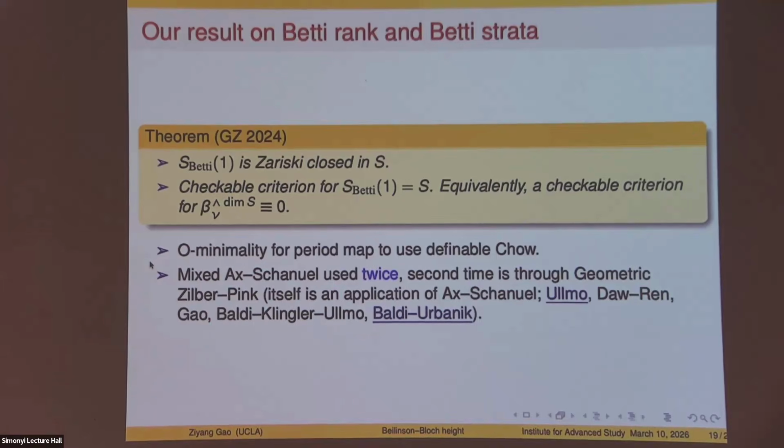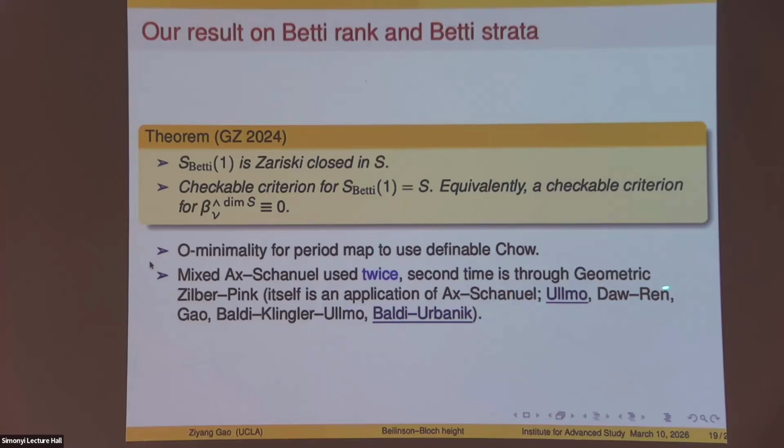The first one is really just Ax-Schanuel itself, to translate the problem to some height-lifting section property. And the second time, we want to use something called geometry over Pink. This itself is an application of Ax-Schanuel. It has a rather long story. First of all, in the Shimura world, it was proved by Ullmo, and this kind of statement was proved by Dao Ren and myself in some Shimura cases. And then later on, under Klingler's formalization, Baldi, Klingler, and Ullmo proved it for variations of pure Hodge structures. And the version we use is this ultimate version proved by Baldi and Urbanik for variations of mixed Hodge structures.